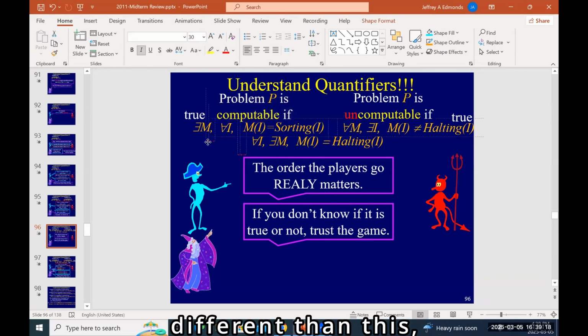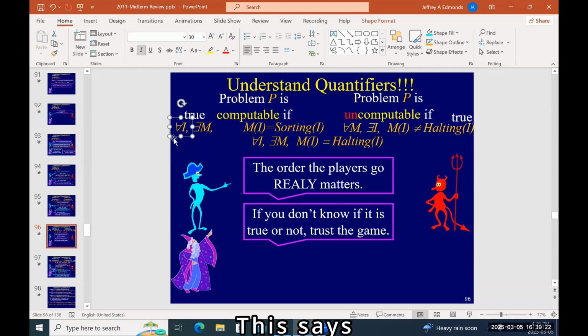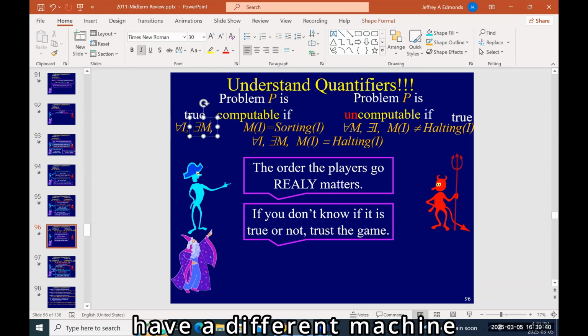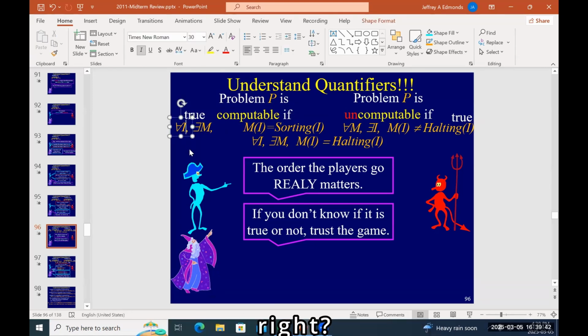And that's different than this, right? This says every input has a machine that can solve it for that input, right? That you can have a different machine for every input. And that brings pain to my heart, right? Because you can't have a different machine for every input, right? People follow that?